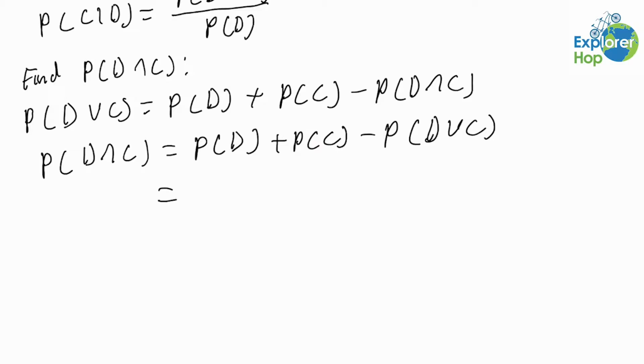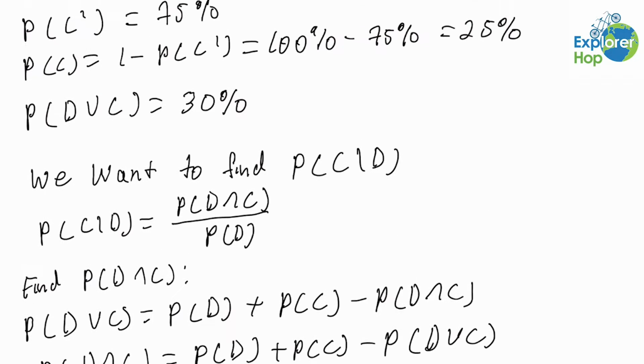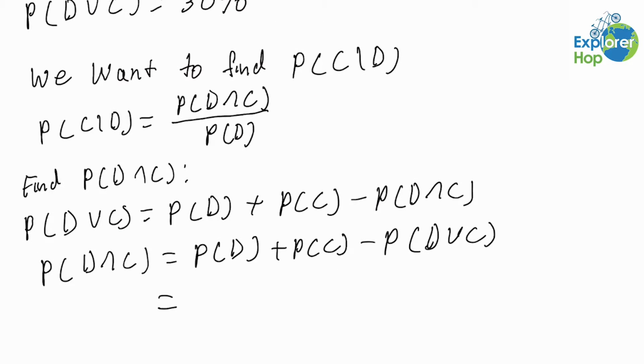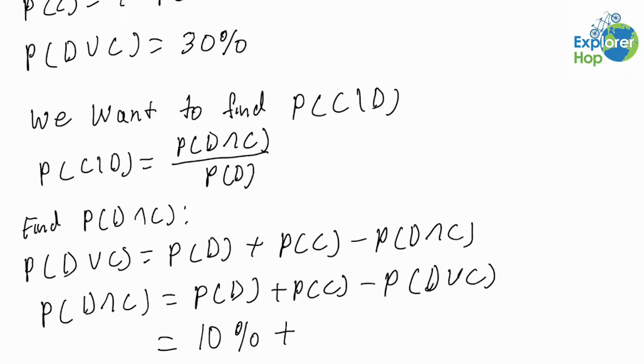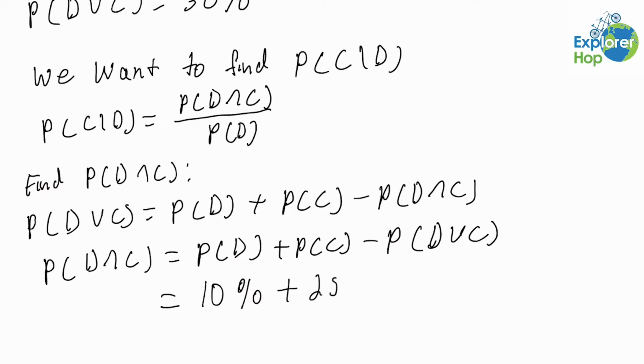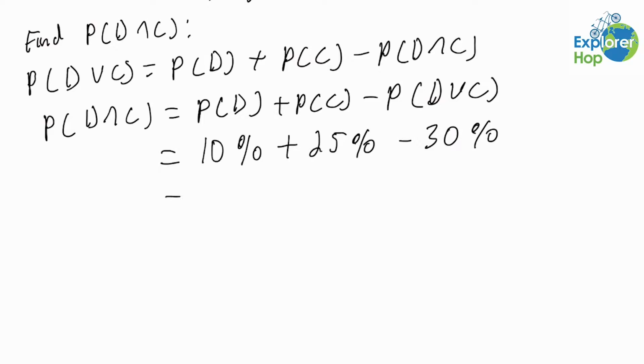And we get that this is just equal to the probability of event D, which is equal to 10%, plus the probability of event C, which is equal to 25%. And then minus the probability of the union of event D and C, which is equal to 30%. And this is just equal to 35% minus 30%, which is equal to 5%.